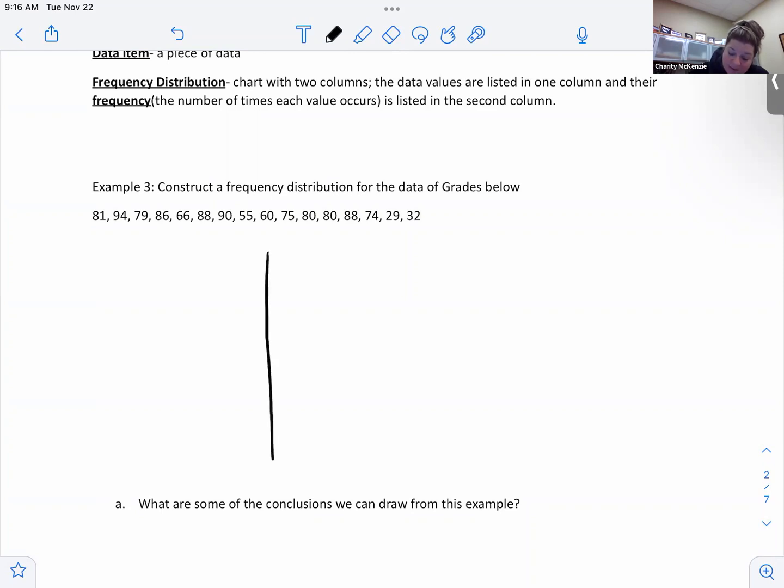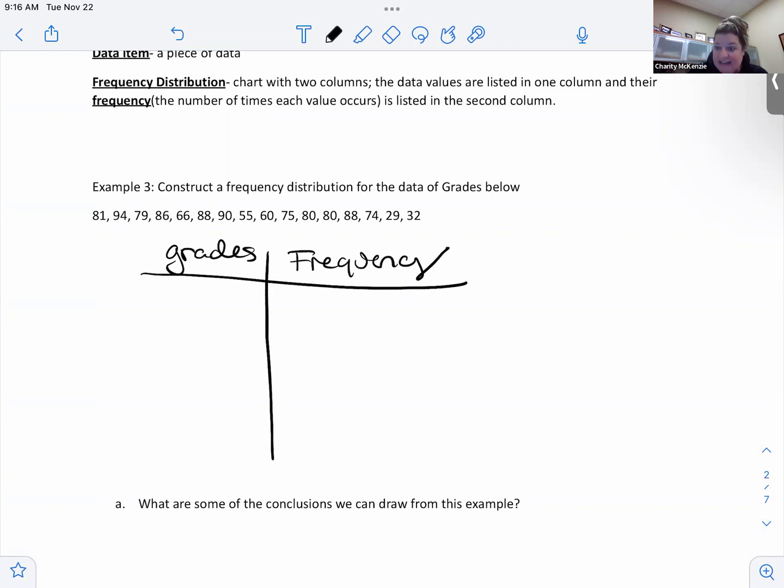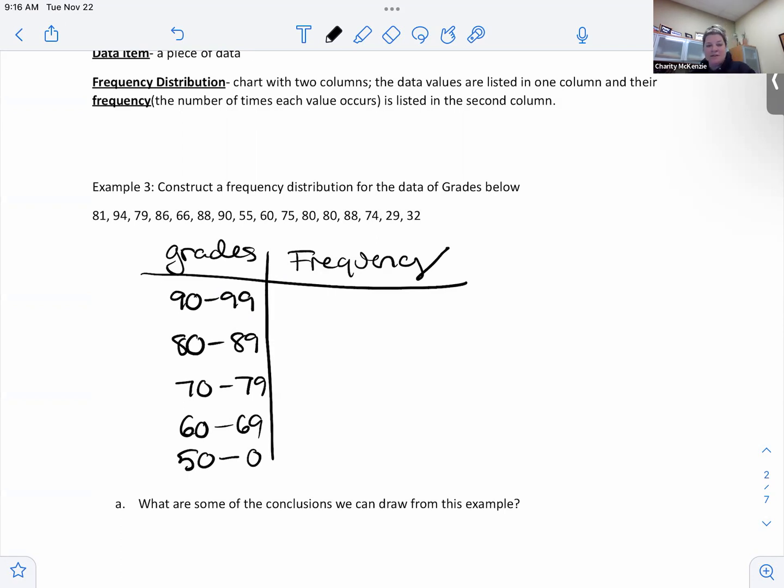So we're going to draw a line. We're going to have two columns: our data, which is grades, and then our frequency. To get an A, you need a 90 to a 100, or 99. We'll do 90 to 99. The next one is 80 to 89, then 70 to 79, 60 to 69, and 50 to 0 below. We'll just do below 50 as its own group.